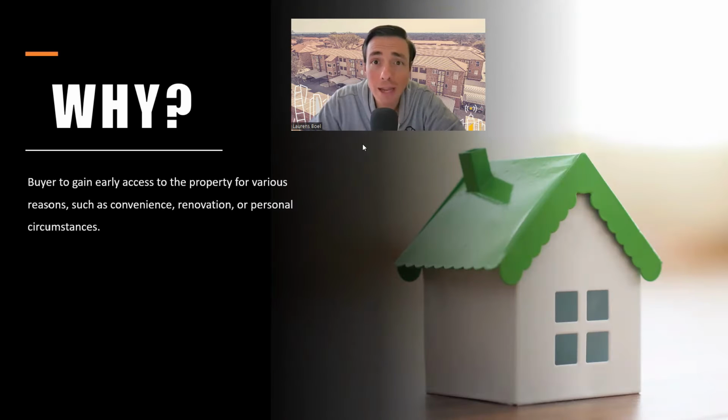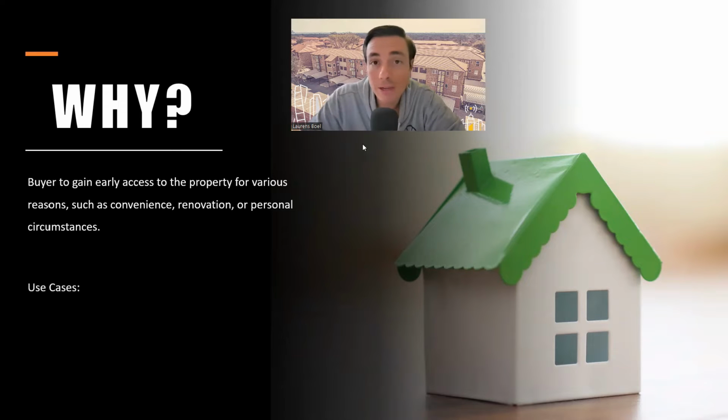Usually it's because the buyer wants to access the property before transfer for a variety of reasons. It could be because it's convenient. The person wants to move in there because they want to live there and start putting their furniture in. Maybe they want to get in and renovate the property before transfer so that once transfer happens, they can move in, or some sort of personal circumstance.